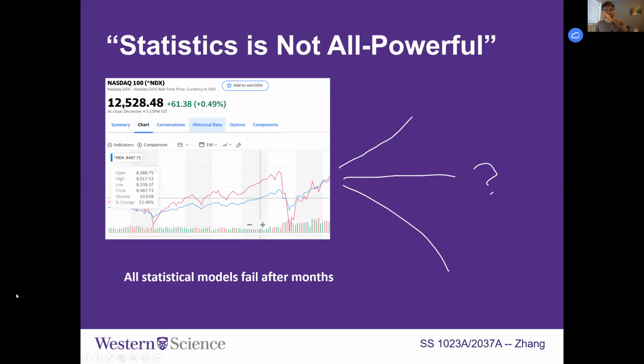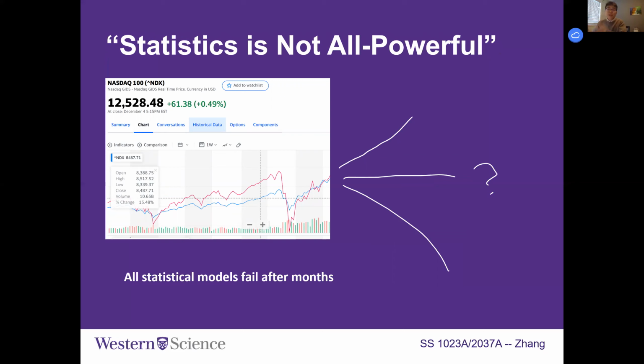And another thing I would like to say is that although statistics has been applied in many, many fields and areas, we still cannot say statistics is all powerful or perfect, because there are still a lot of problems that statistics cannot solve.